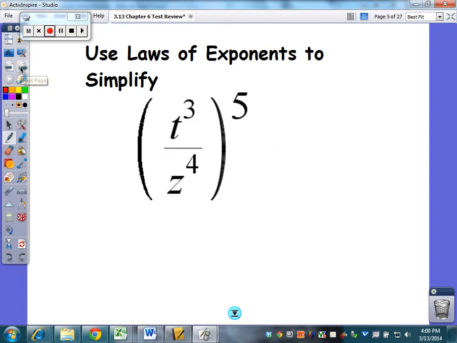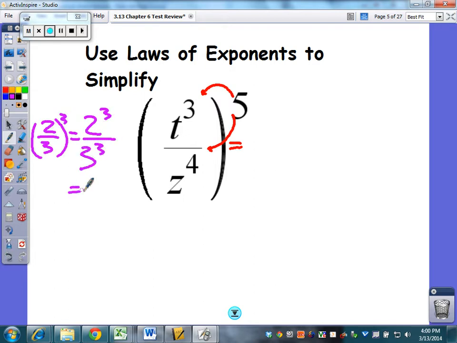Okay, next we have this right here. And again, this is no different. This 5th power applies to the numerator and the denominator. In simpler forms, if I was to just write 2 over 3 raised to the 3rd power, well, that's the same thing as saying 2 to the 3rd over 3 to the 3rd, which is equal to 8 over 27. So we really don't do anything different for this right here.